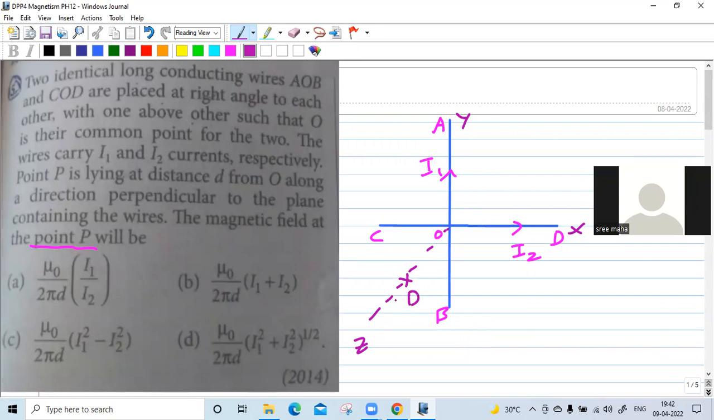Right. So according to I1, the magnetic field direction will be towards the x-axis, say B1, and this one, B2, will be towards the minus z-axis. Doesn't matter because the angle between B1 and B2 is 90 degrees, and we just need the magnitude.